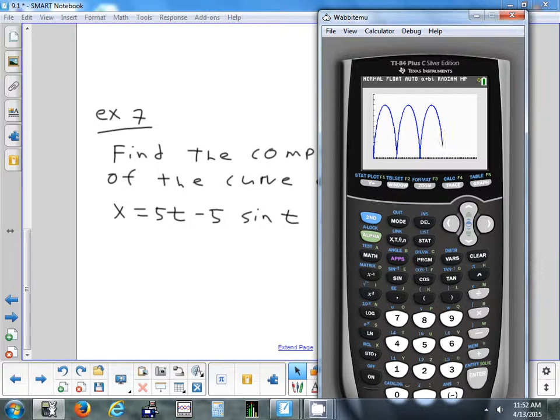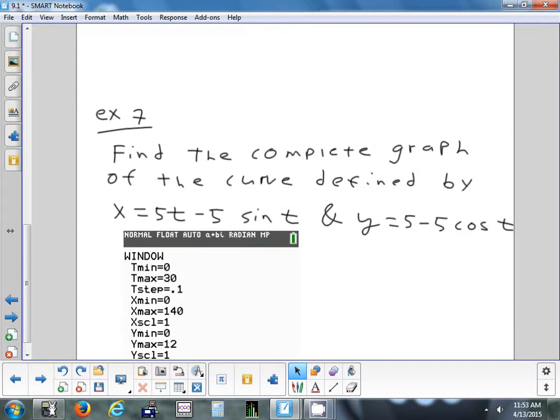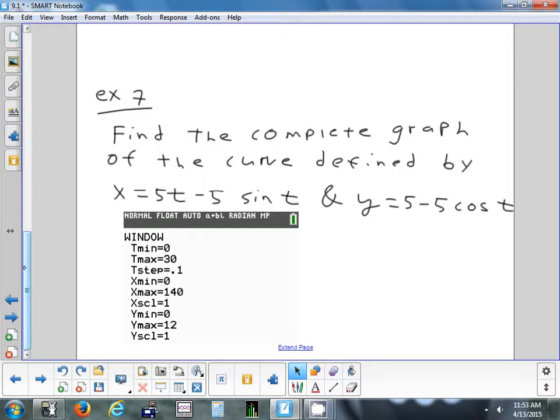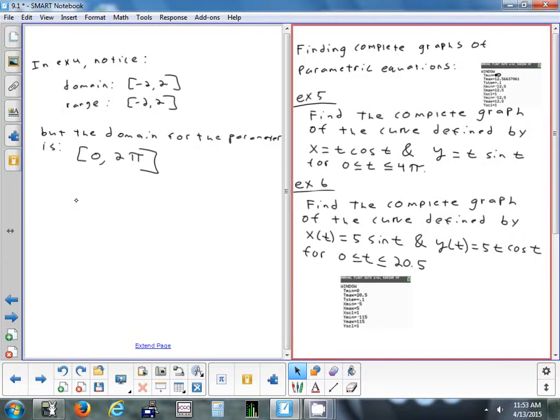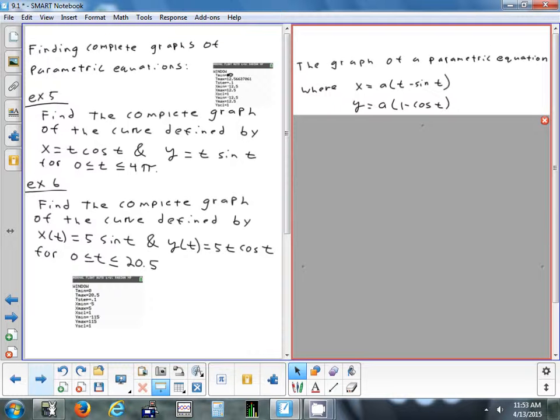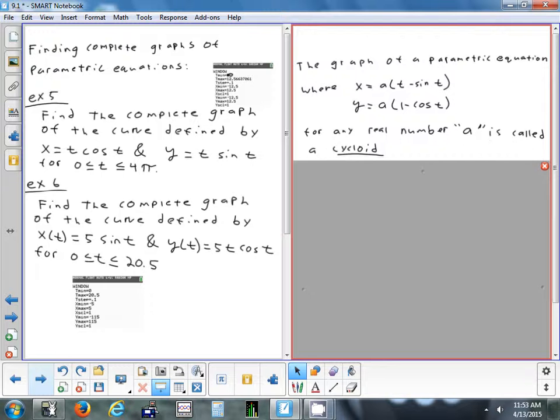All right, so we're getting this pattern where it's almost like something bouncing along, but it just keeps bouncing at the same height. All right, so I'd say that's good enough for a complete graph. Use those values. Well, this particular graph, the way it kind of bounced along like that, it has a special name. And it's called a cycloid. Okay, the name of that graph is a cycloid.